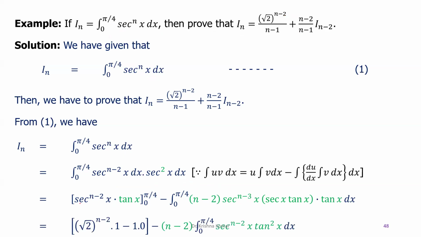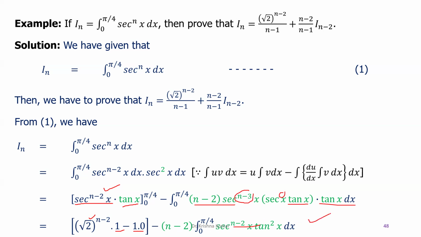If you put the limit over here, sec pi by 4, sec 45 is just the opposite of cos 45. Cos 45 is 1 upon root 2. So sec 45 is root 2, giving root 2 to the power n minus 2, and tan pi by 4 is 1. If you put the lower limit, sec 0 is 1 and tan 0 is 0, so 1 into 0, minus n minus 2 integration under the limit 0 to pi by 4 of sec to the power n minus 3, and this is sec to the power 1, so it is n minus 2, and tan x into tan x is tan square x.